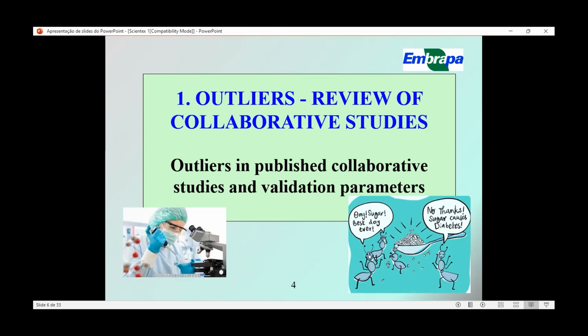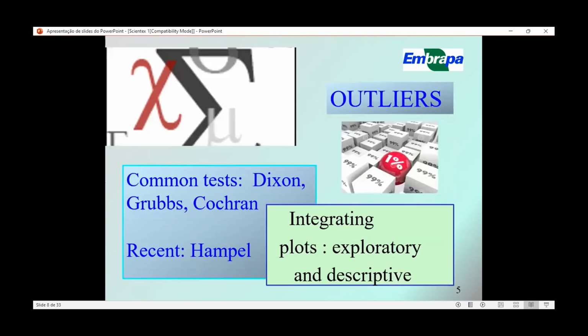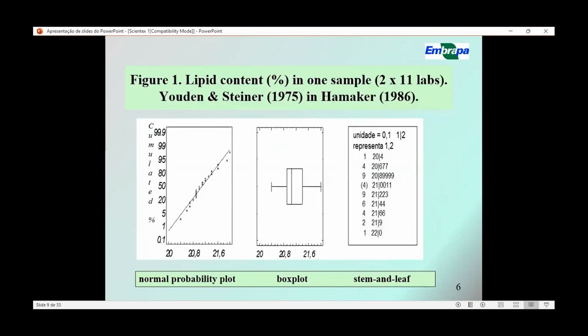Exploratory and descriptive plots were integrated with statistical tests, and we intend to show here how we studied them. Well, we have here the lipid content percent in one sample, where 11 laboratories measured the sample twice. This is an example from Yildiz, Steiner and Hamaker, 1986.